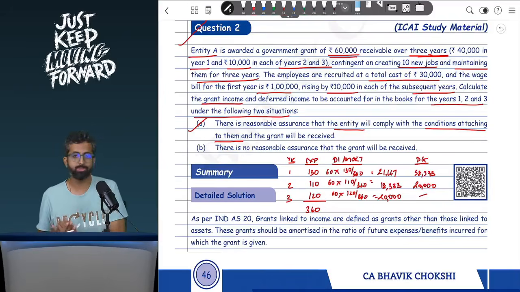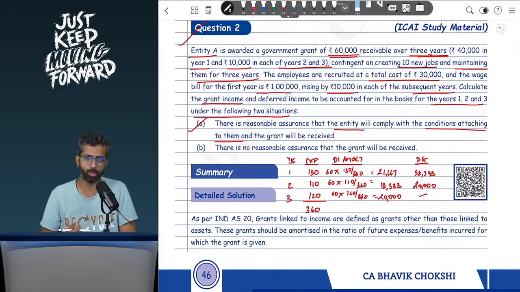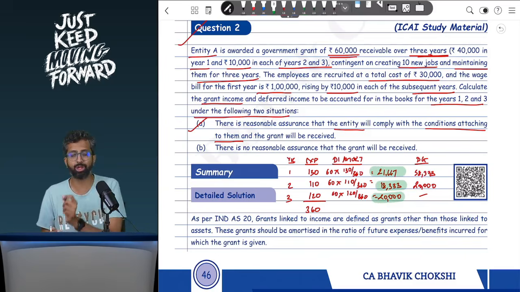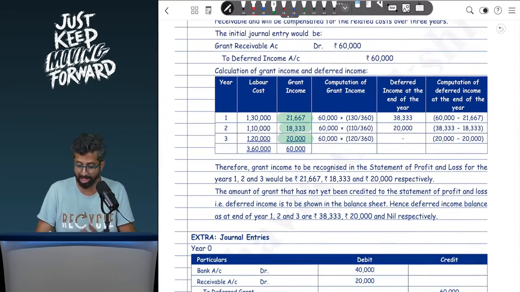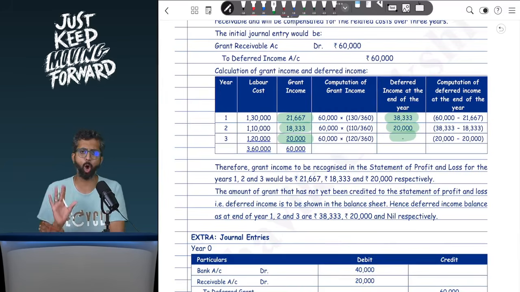Next, there can be a grant amortization. So when you look at the grant amortization, the entry will be deferred grant account debit to the profit and loss account, and the amounts would be 21,667, 18,333 and 20,000 in each of the years. So your balance in the deferred grant account will fall from 60,000 minus 21,667 to 38,333 and so on. If you go to see over here, the amortization is the same, and accordingly you find the appropriate deferred grant balances. This is under option 1, where there is a reasonable assurance that the grant will be received.